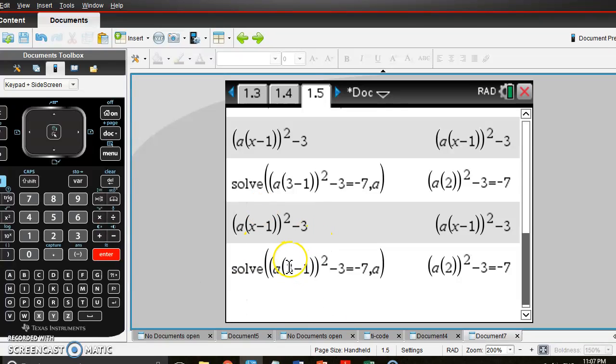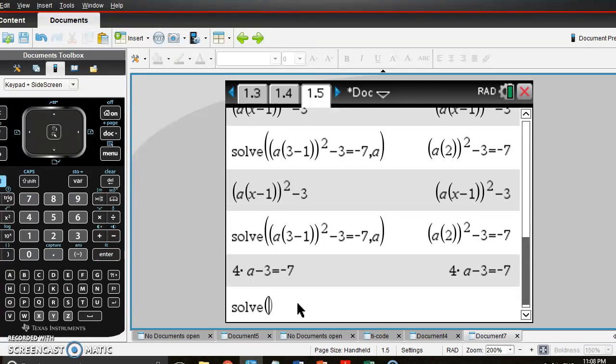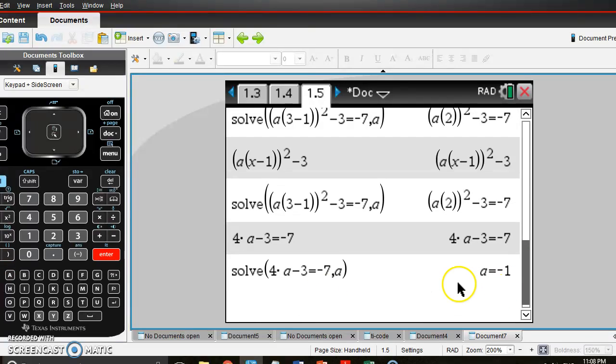So 3 minus 1 is 2, squared, that makes it 4. So we're going to say 4a minus 3 equals negative 7. And solving that, a equals negative 1. Alright, so that then gives us negative 1 for a.